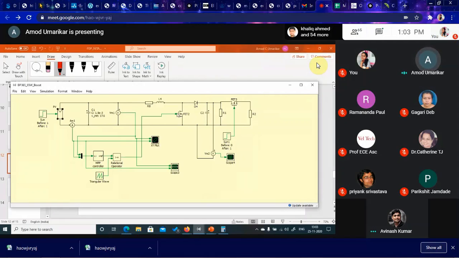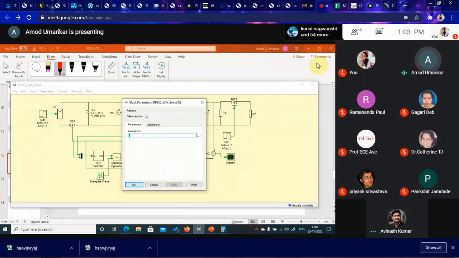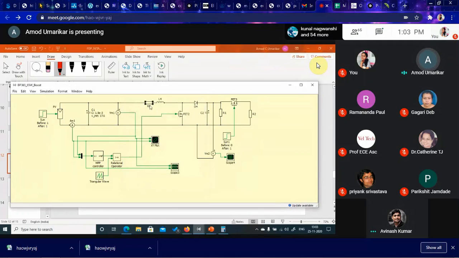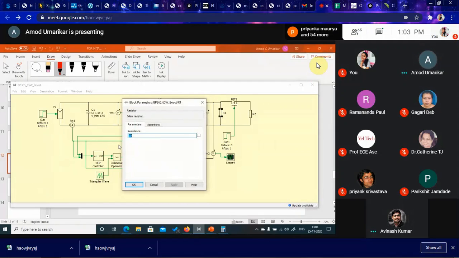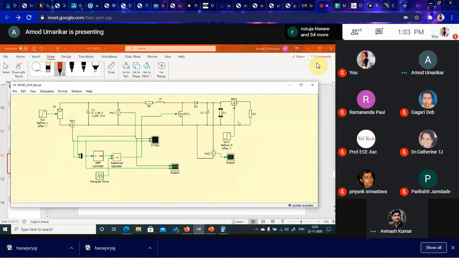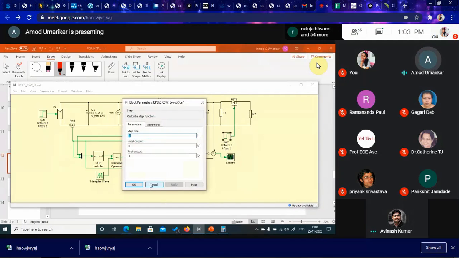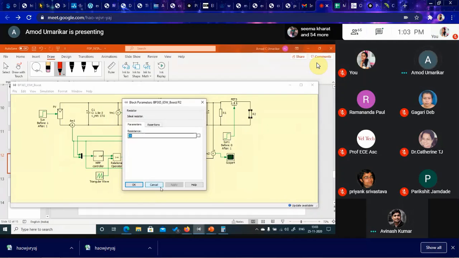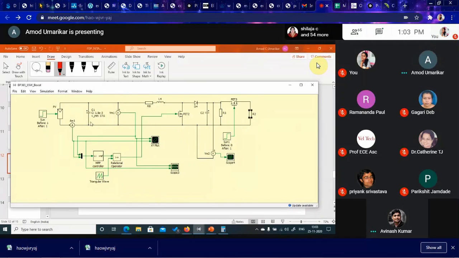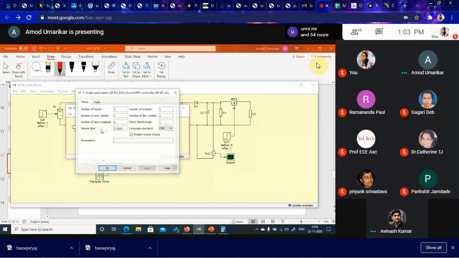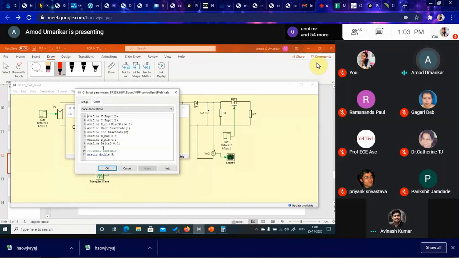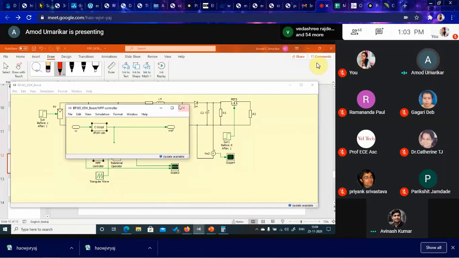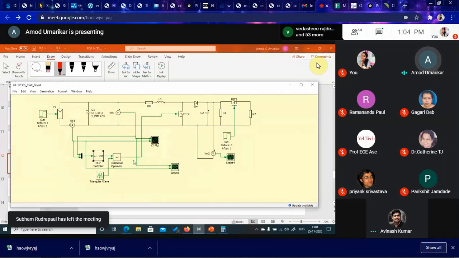This is a boost converter. I have taken some resistance into account, but it may not be required. Just to illustrate, these two loads are taken. After some time, this will come into the picture, this 20 and 20 watt. This is where the MPP algorithm is implemented. You can see the code where the perturb and observe algorithm runs. The output of this perturb and observe algorithm is a duty cycle.